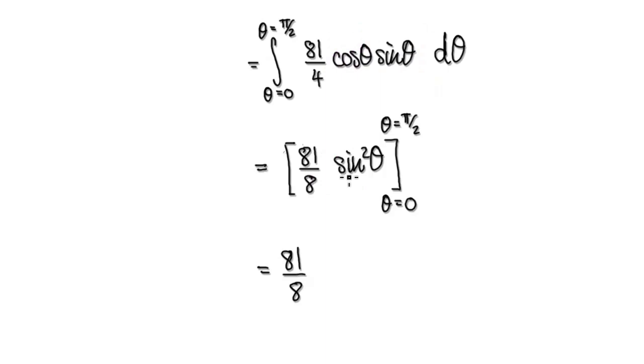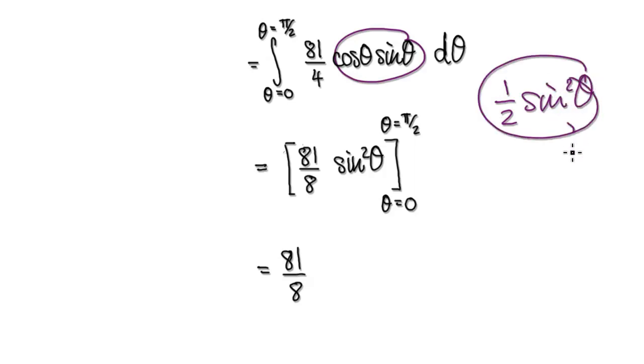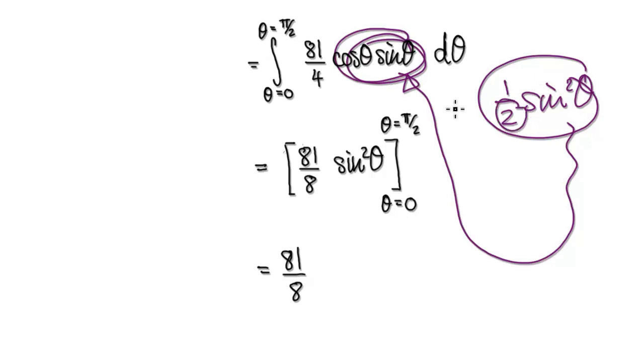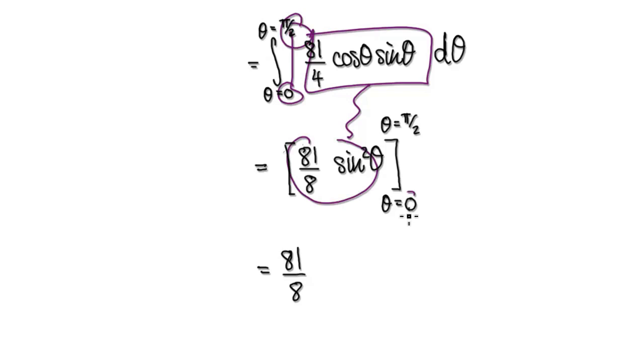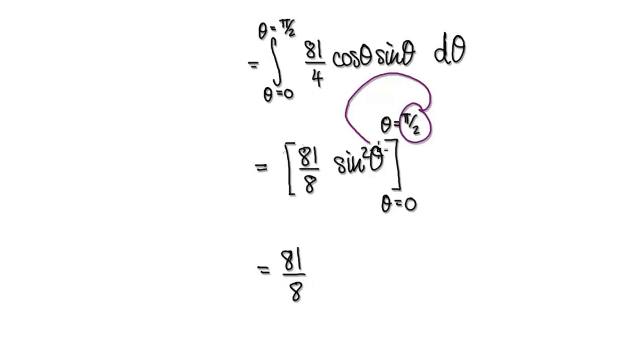Remember, there's a half somewhere in there. When you integrate this, it should be a half sine squared theta, because if you differentiate this, it will then give you this thing here. A half and then a 4, that will then give you 8. You should be able to integrate this by now. That will then give you this. And then from 0 to pi over 2, put this into the theta.